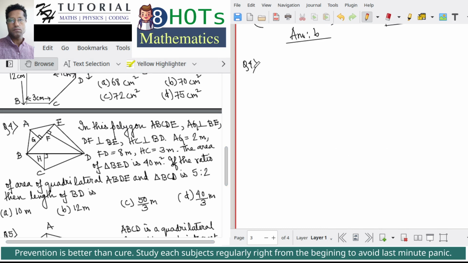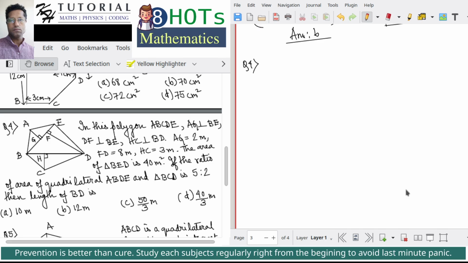A figure is given. So in this polygon, ABCDE is a polygon. AG is perpendicular to BE. Okay, so BE is definitely a diagonal of the figure. DF is perpendicular to BE. HC is perpendicular to BD. So BE and BD are two diagonals.